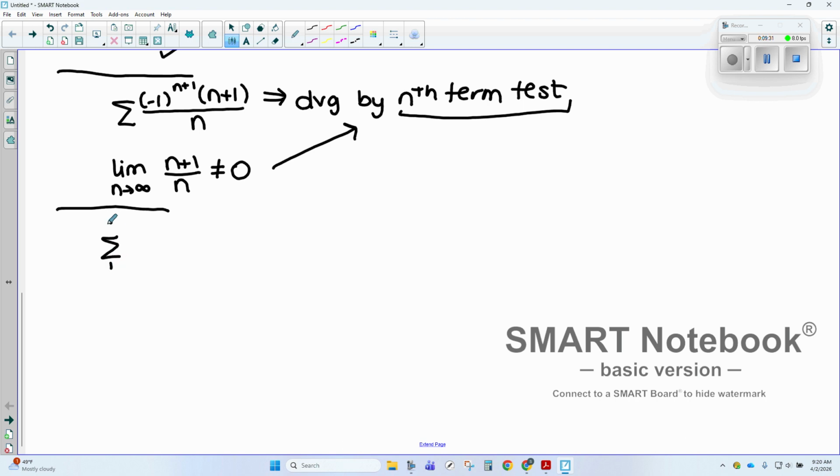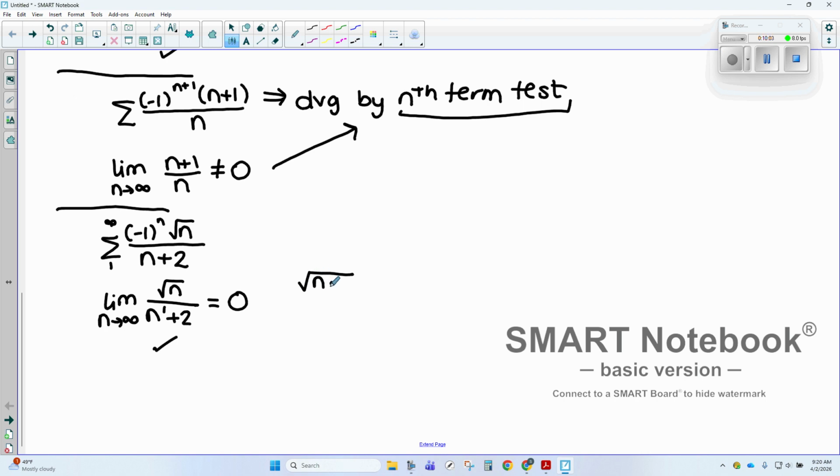If I look at the series negative 1 to the n times the square root of n over n plus 2. If we take the limit as n goes to infinity, square root of n is n to the 1/2. On the bottom I have an n to the first. I know that if the power on the bottom is bigger than the power on top, this goes to 0. So we've met that first criteria.